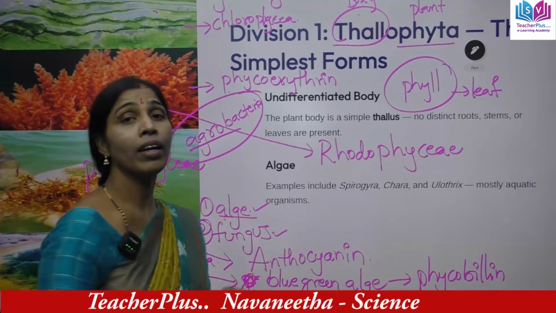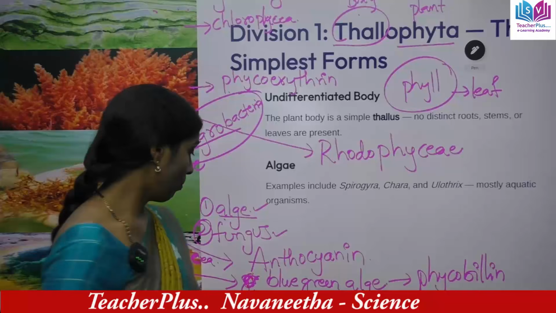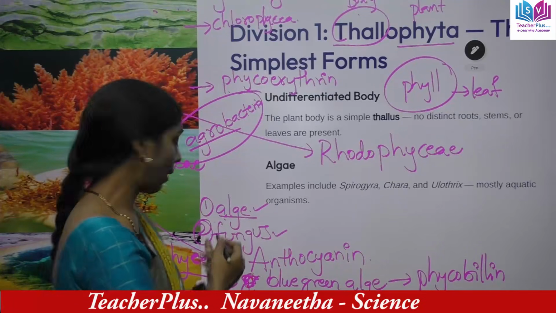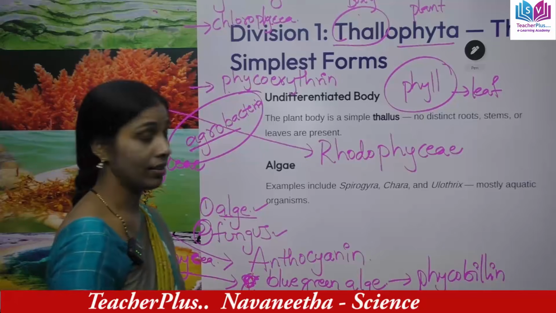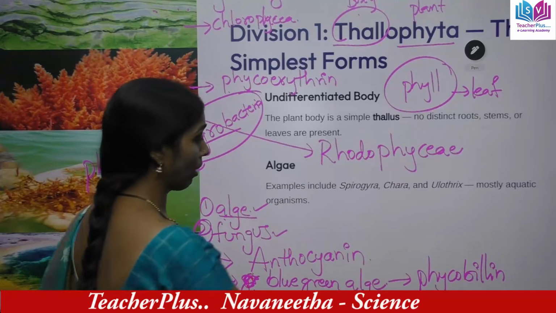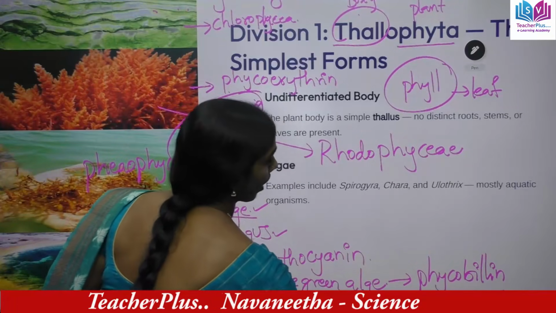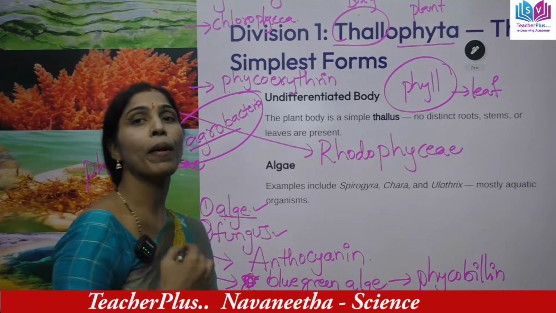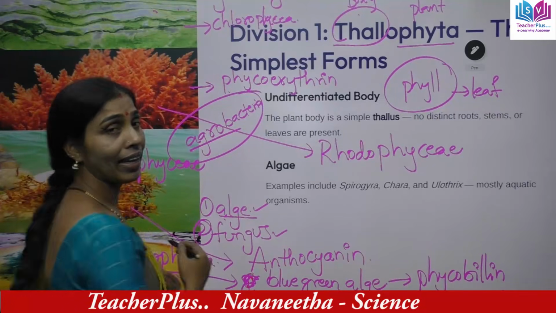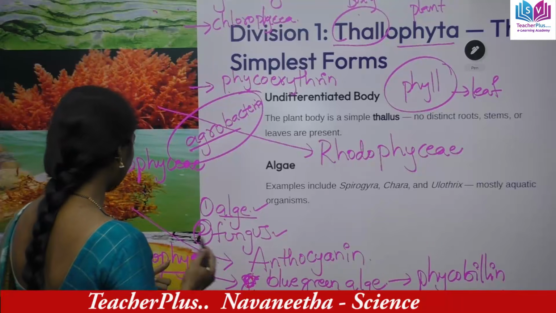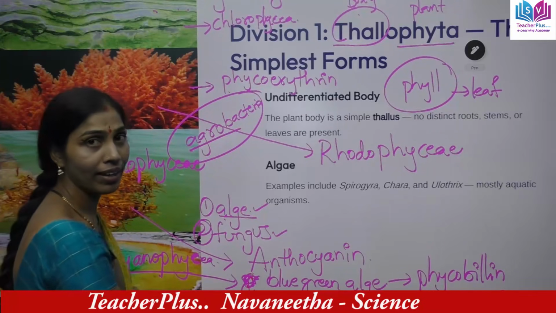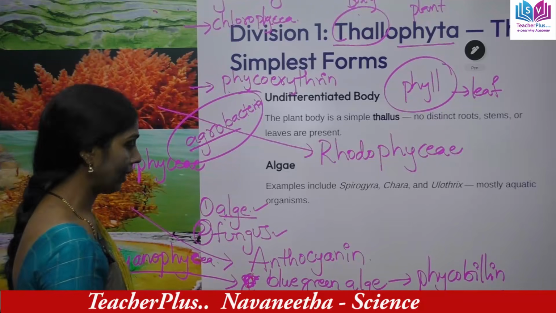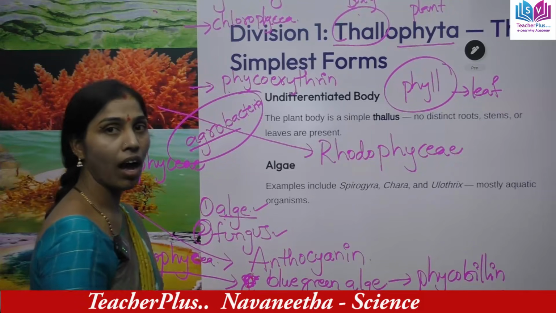Actually, this is not a true algae, but a bacteria, but it is included in the algae because it carries out photosynthesis. It has a green color pigment, the phycobilins pigment. So it also prepares food. So it has algae characteristics. That is the reason cyanobacteria is included in the algae. This is also called cyanobacteria or blue-green algae.